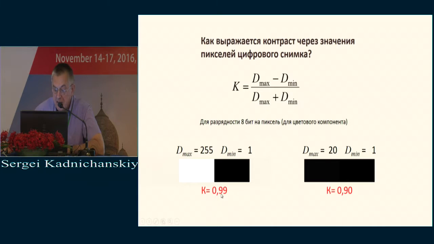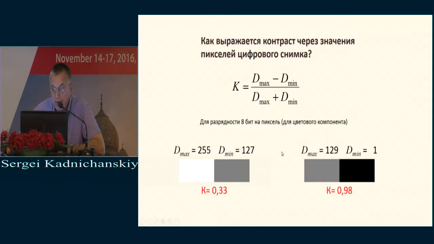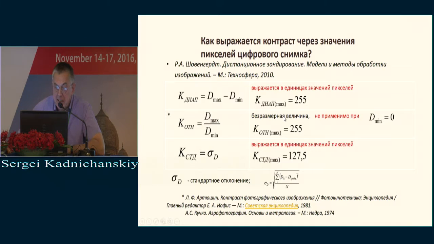No, 255 and 1, for instance, here, and the contrast is 0.99 for such an object, and 0.90 for such an object with hardly visible parts, and for a pixel with a value of 20. And again, another example, where we see the difference between the values of the pixels is the same, both here and here. Visually, of course, we can have different tastes, and somebody could say that this image has higher contrast than this one, or some other people could say the opposite. But the difference is the same, 129, yet the contrast is 0.33 here and 0.98 here. Again, it's a strange characteristic.